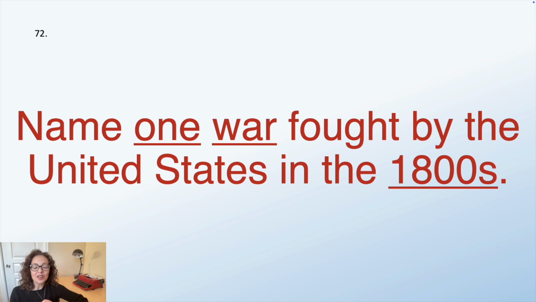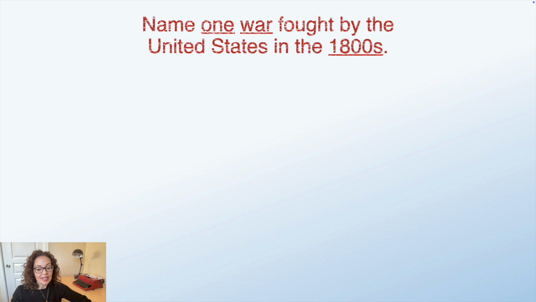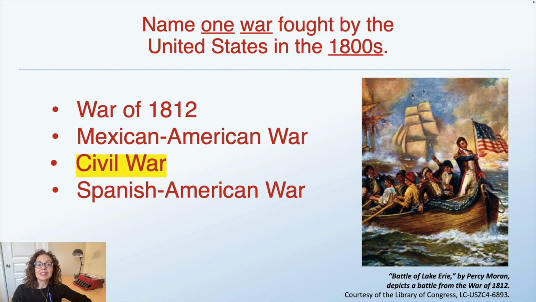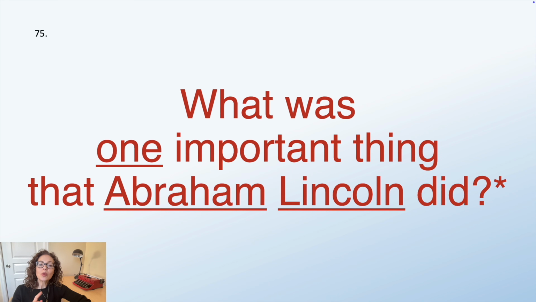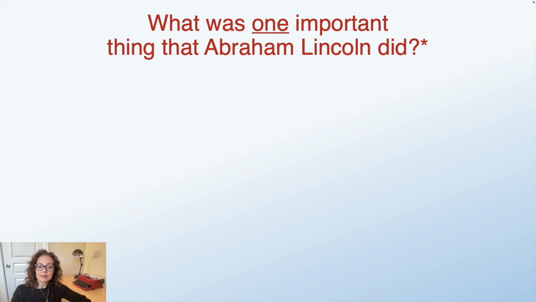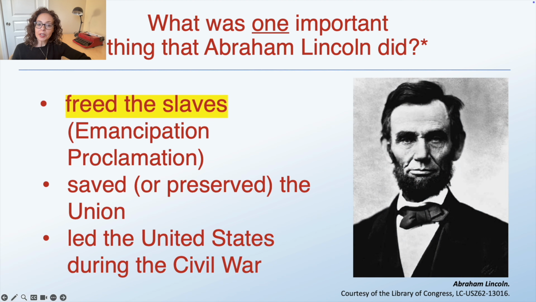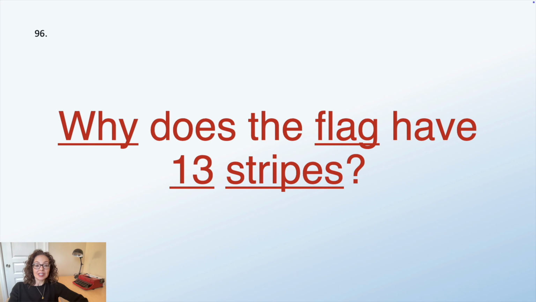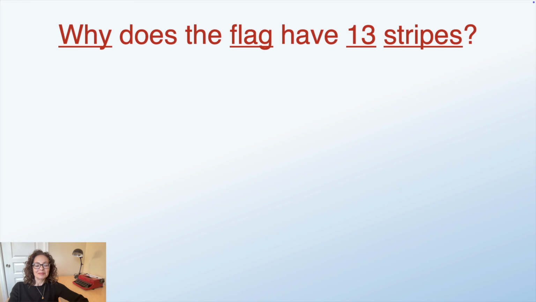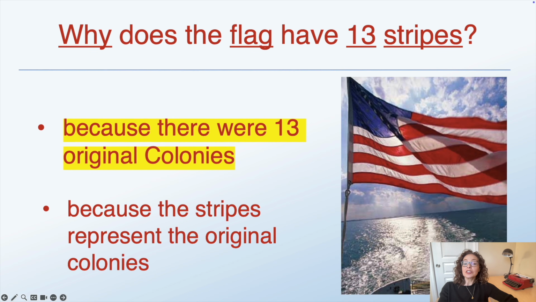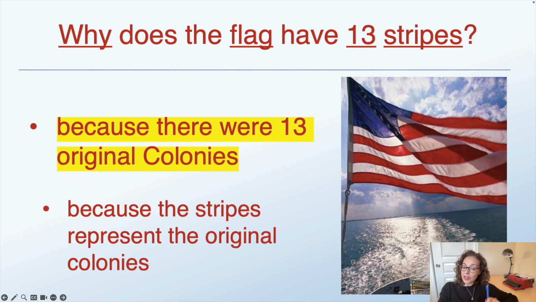Name one war fought by the United States in the 1800s. The 1800s, I chose the Civil War. What was one important thing that Abraham Lincoln did? Abraham Lincoln freed the slaves. Why does the flag have 13 stripes? The flag has 13 stripes because there were 13 original colonies.